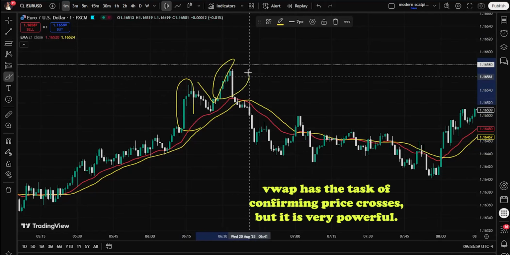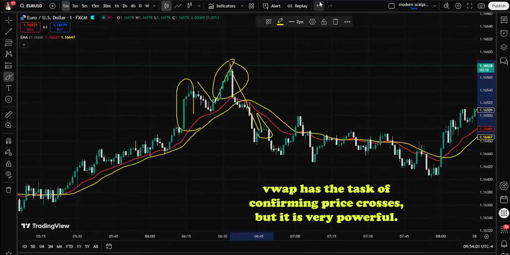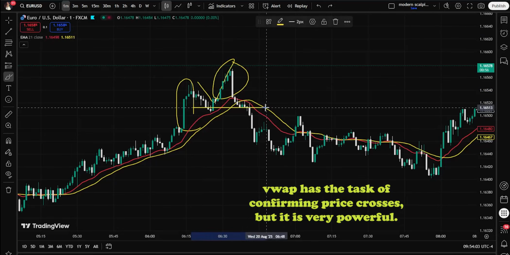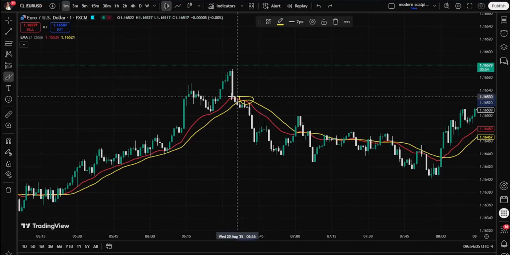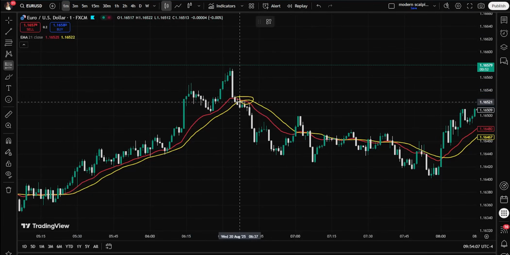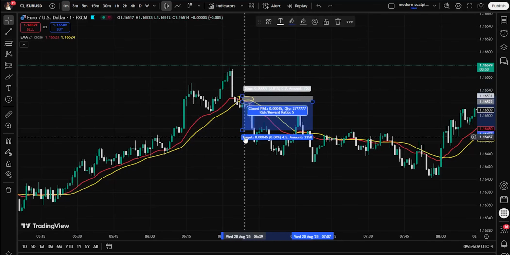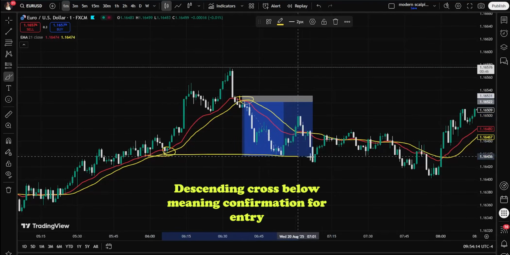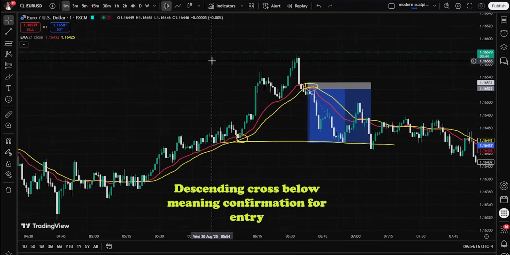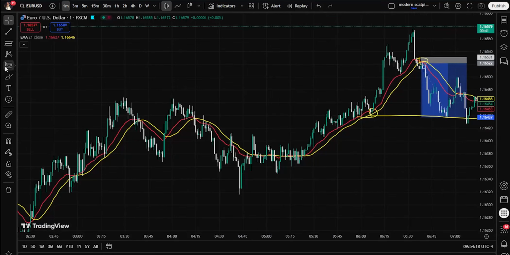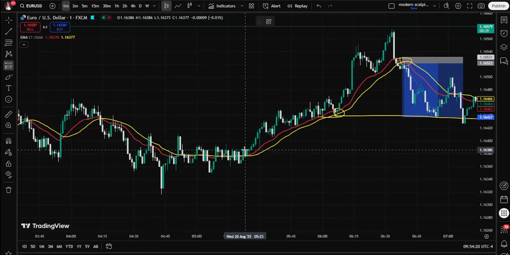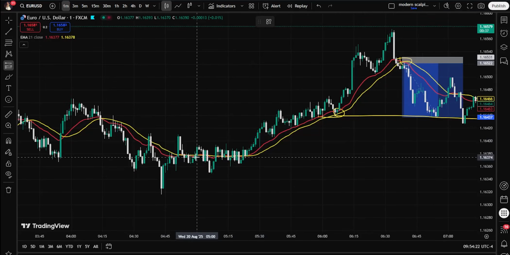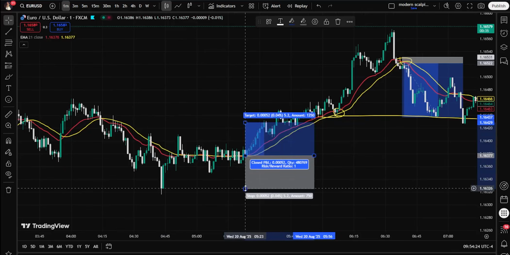VWAP is usually seen as a center line on the chart. When the price is above that line, it means buyers have the upper hand. When it is below, it means sellers are stronger. A pro tip is that VWAP is mostly used in the stock markets, but it also works well in Forex and crypto. Especially for scalping, because volume shows exactly what the big traders are doing.